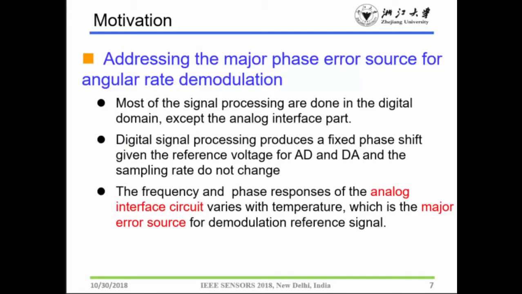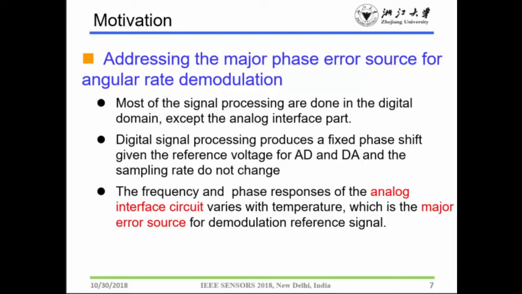So we want to gain a very precise indication of the gyroscope drive mode amplitude and phase. So we have to analyze which is the major phase error source. Nowadays, most of the signal processing is done in the digital domain, except the analog interface circuit. We can't do it all digitally. For the digital signal processing part, as long as the reference voltage for the AD converters and DA converters and the sample range do not change, it produces a fixed phase shift.